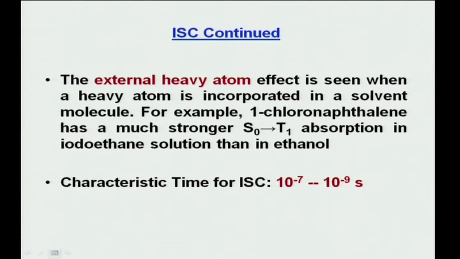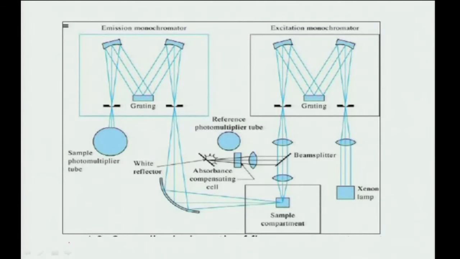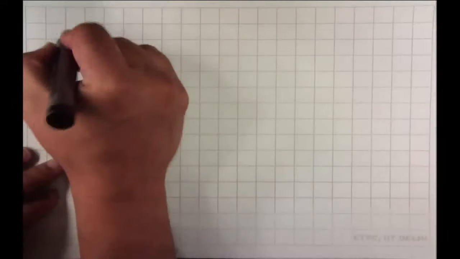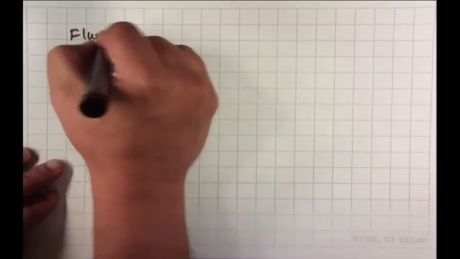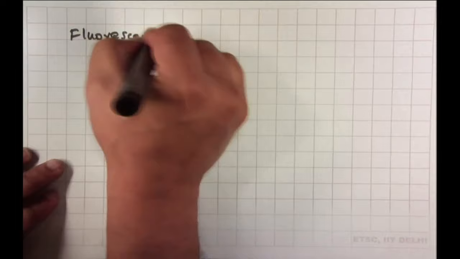So, this is the characteristic time scale for intersystem crossing. Okay. Now, this is like the layout you saw for an absorption spectrometer, this is the layout for a fluorescence spectrometer, but let us just not go there. Let us do a quick derivation. Okay. So, let us talk about fluorescence a little bit.